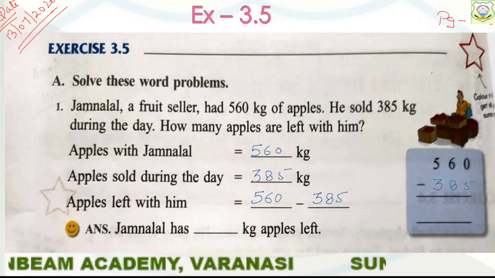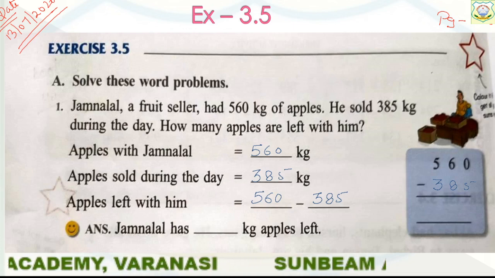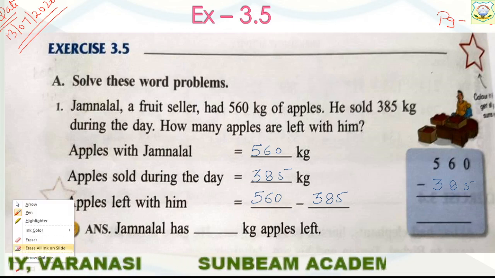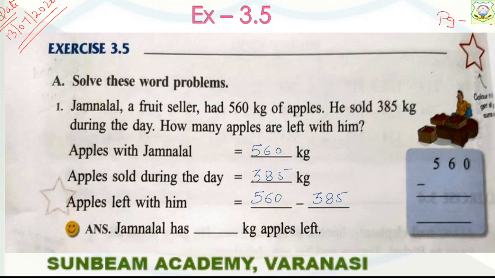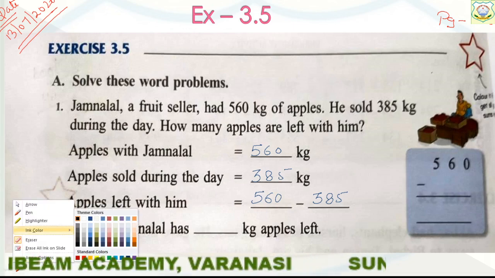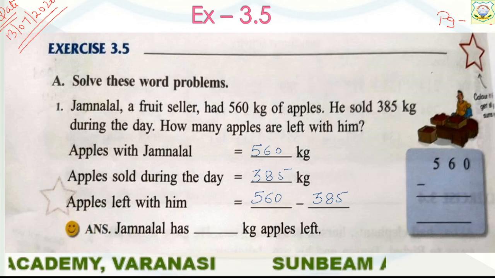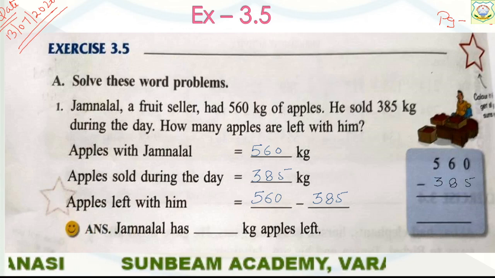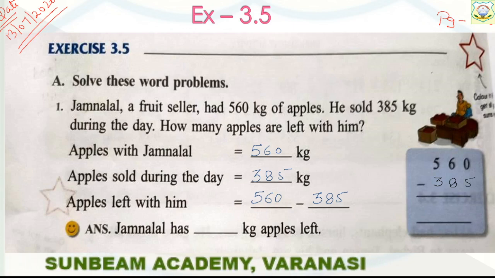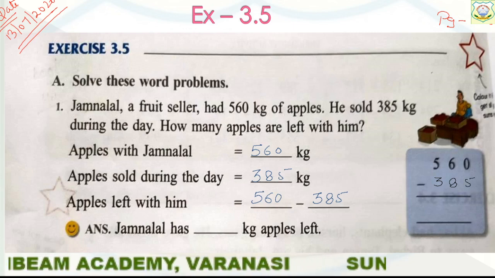Now subtract it. Let me write it again because it's not visible, I guess. So I want to erase it. Okay. So now I'm using the black pen so that you can see it properly. So now here we will write 385. Now it's visible, students, I guess? Yes. So now subtract it.